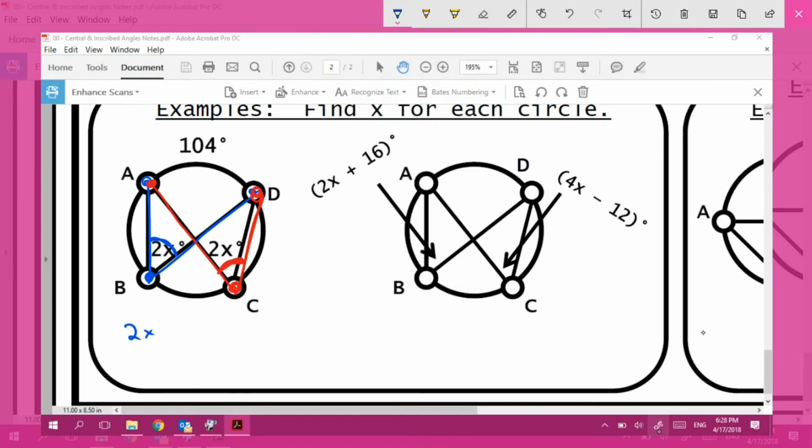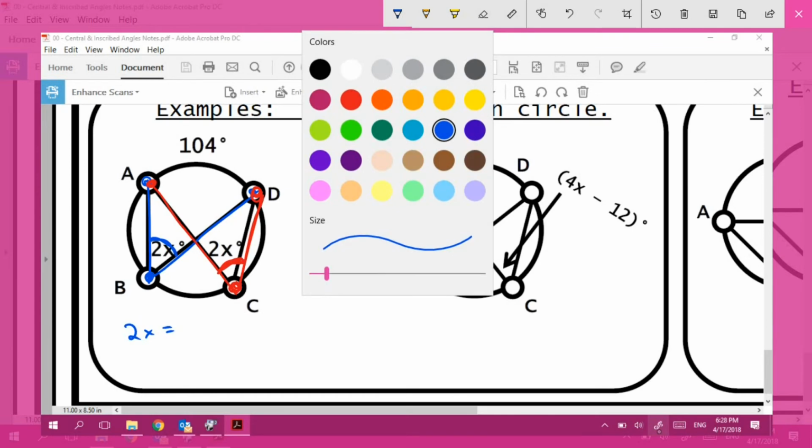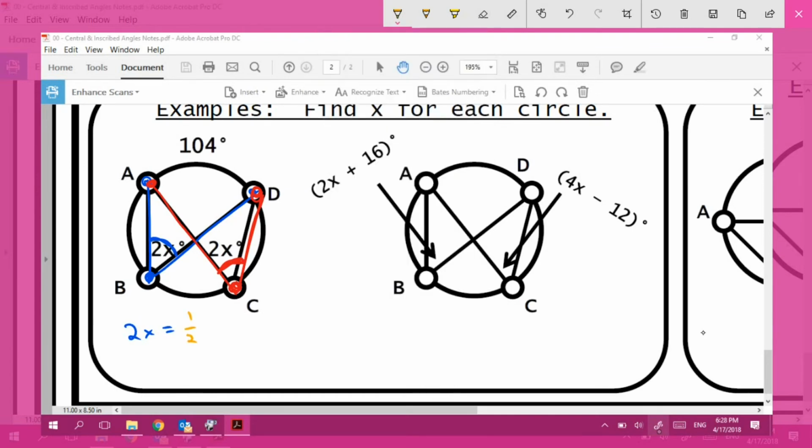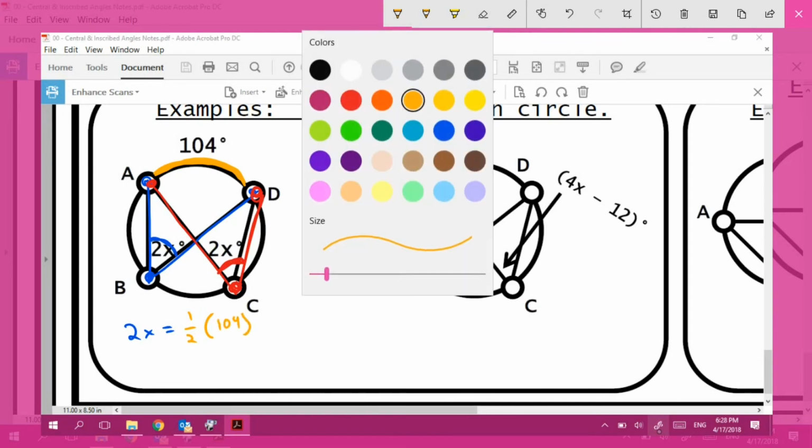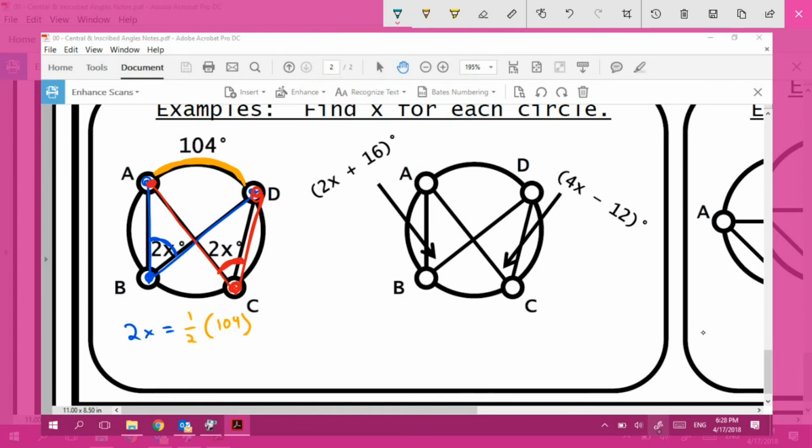2x also equals 1/2 of the intercepted arc, which is over here, 104. See, both these intercept this arc up here. Inscribed angles equal 1/2 of that measure, so it's 1/2 of 104. So now we can just use algebra to solve for this. So 2x equals, what's 1/2 times 104? That's 52. So 2x equals 52. Divide both sides by 2, and x equals 26.